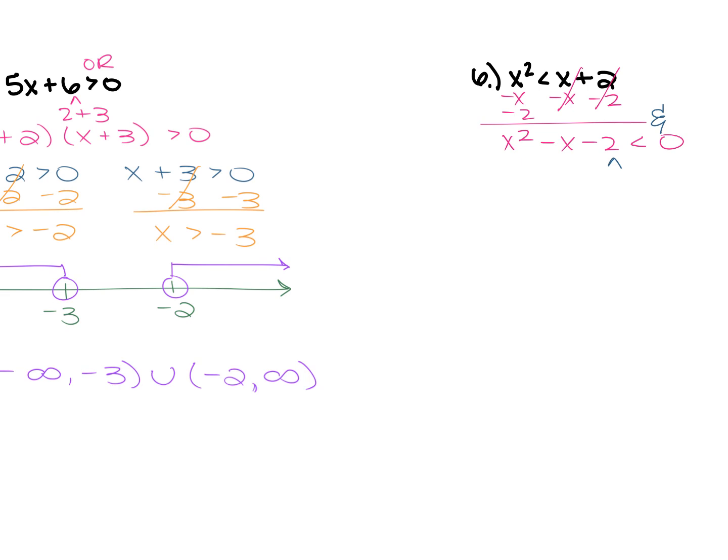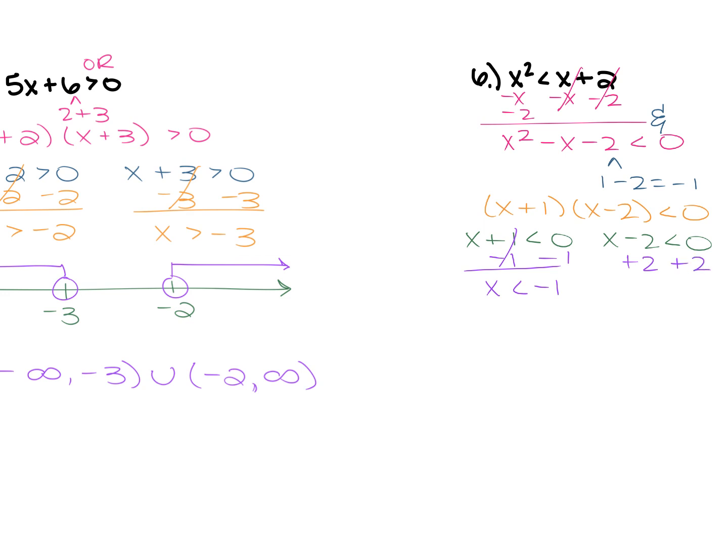Our factors of negative 2 that add up to be negative 1 are 1 and negative 2. So this is going to factor to give us x plus 1 times x minus 2 is less than 0. We set that x plus 1 less than 0. We set the x minus 2 less than 0. And then we solve. So we're going to move the 1 over by subtracting it from both sides. We get x is less than negative 1. We move your 2 over by adding it to both sides. We get x is less than 2.